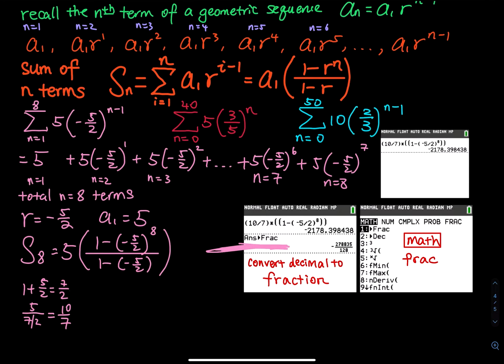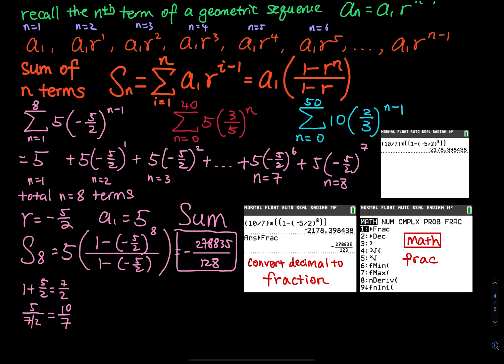So if you know this technique, that will save you a lot of time from doing the common denominator, and from accidentally making a mistake. All right. So overall, what is that equal to? That is equal to negative 278,835 divided by 128, and this is the sum. And that is the answer to the first question.